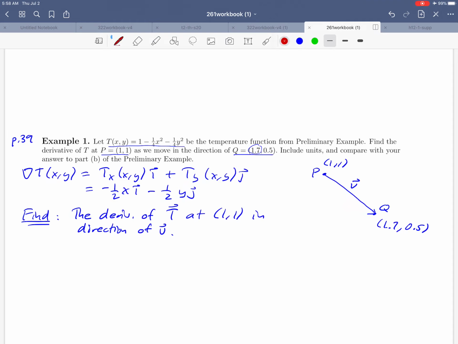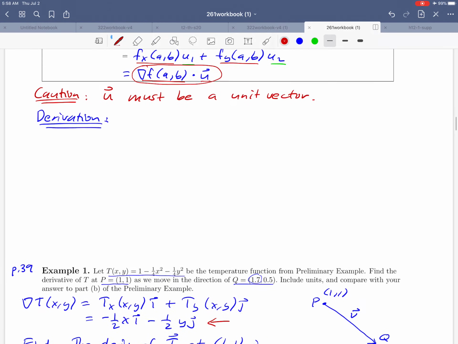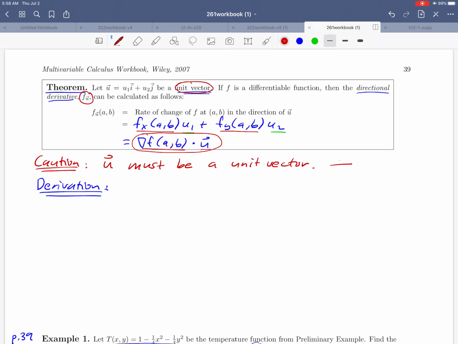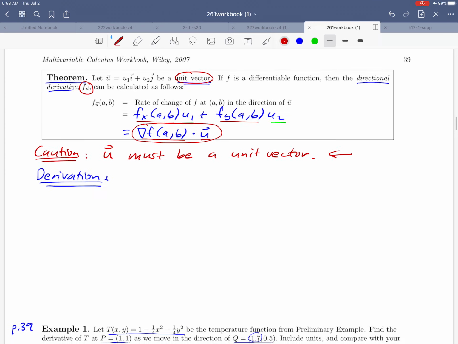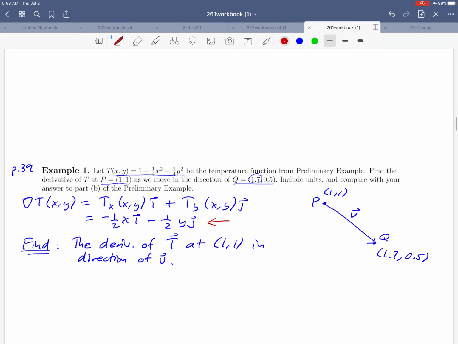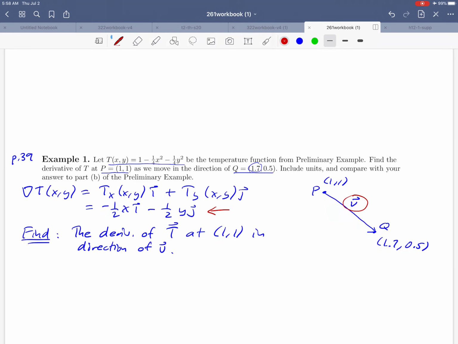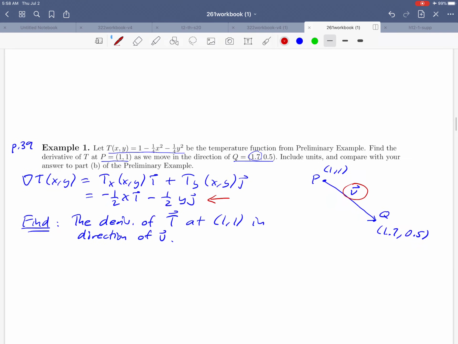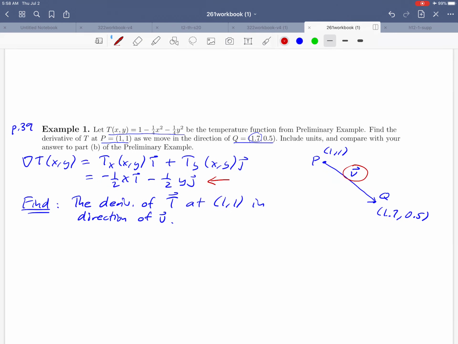Well, again, we have the first piece that we need. To find a directional derivative, we have the gradient, but we still need a unit vector. Remember that caution. In order to use the formula that's above, we need a unit vector, and the vector that we have is not a unit vector. If you measure the length of v, it's not going to be 1. So we're going to use that process of scaling our vector so that it is a unit vector. That's going to be our next step here.